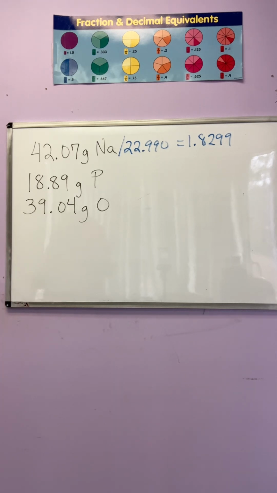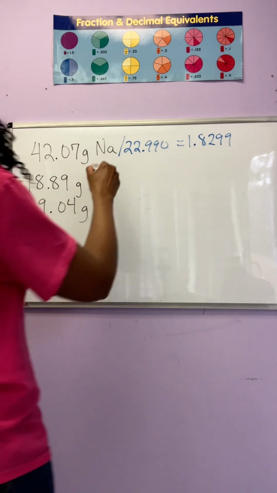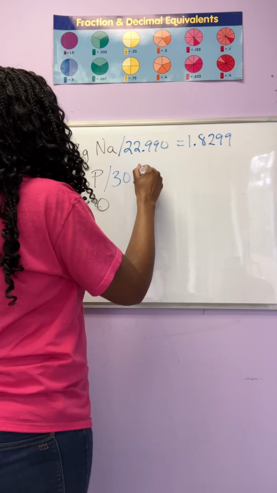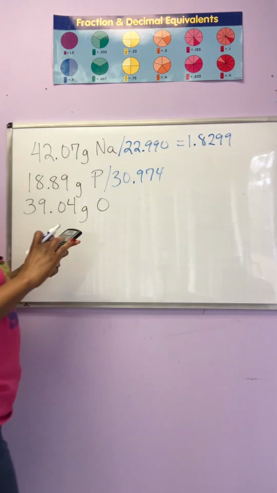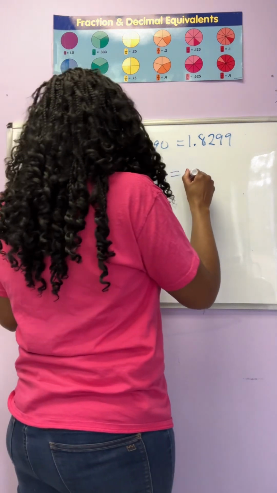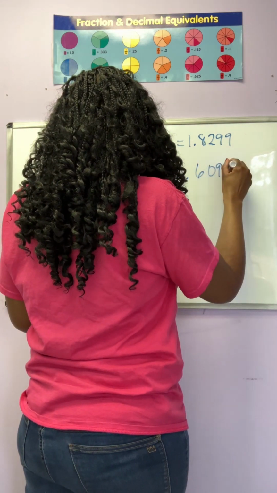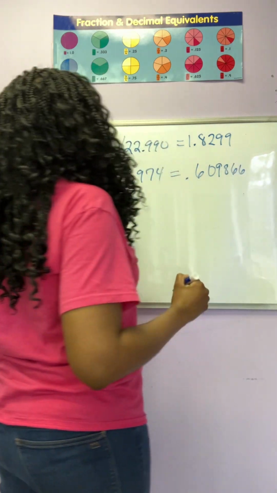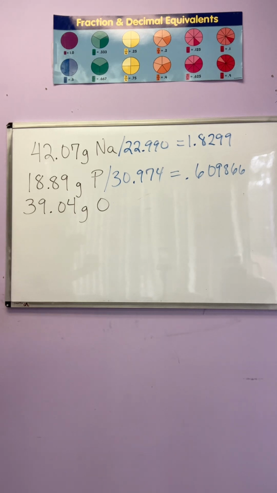Now for our phosphorus, the molar mass is 30.974. So this is going to be less than a mole. We have about 0.6 mole. I go to many decimal places, but roughly 0.6.